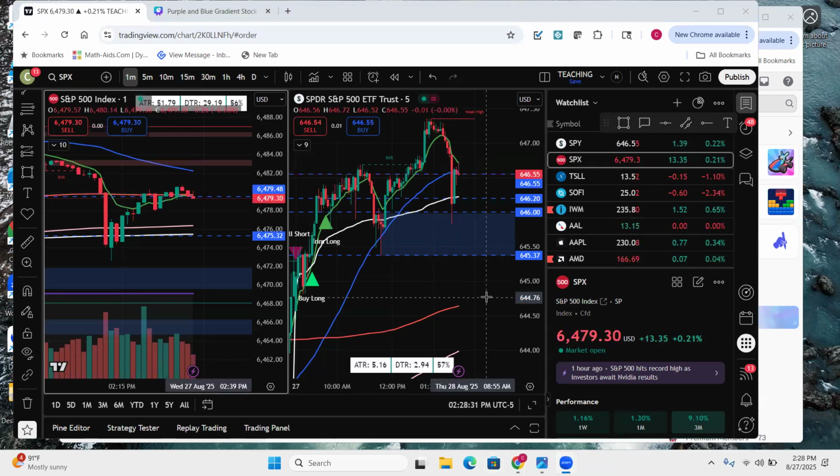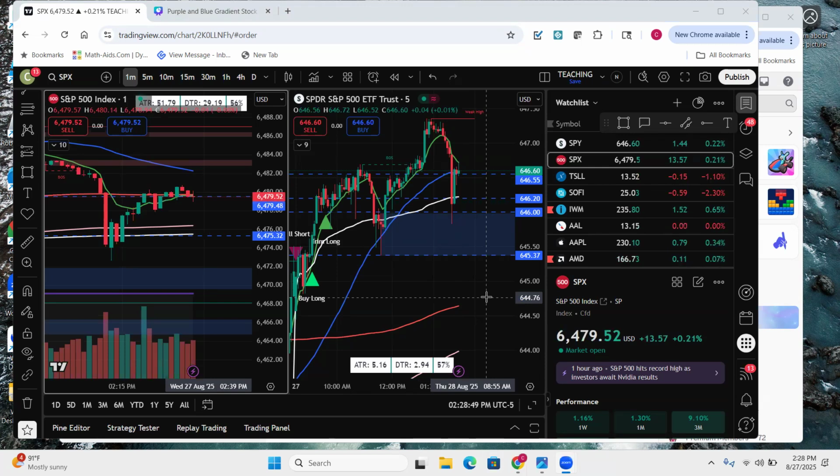Again, don't do this trade in Robinhood because once you get in, it is going to close you out. You need to do this in Moomoo, Thinkorswim, or Webull. SPY is gonna probably be cheaper.